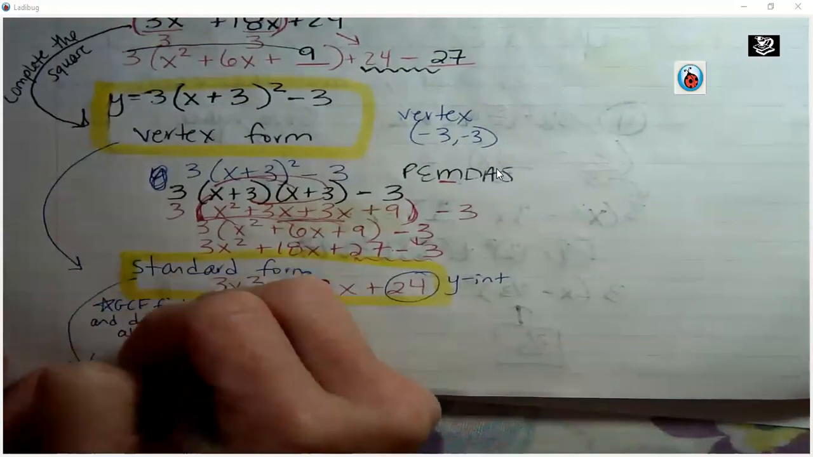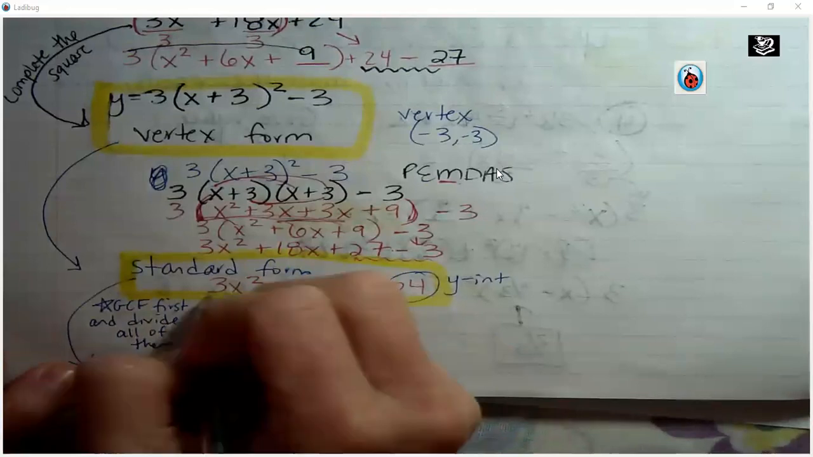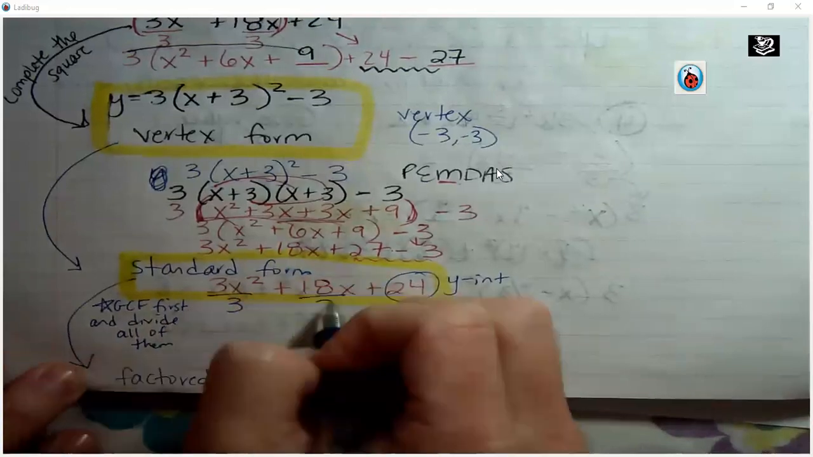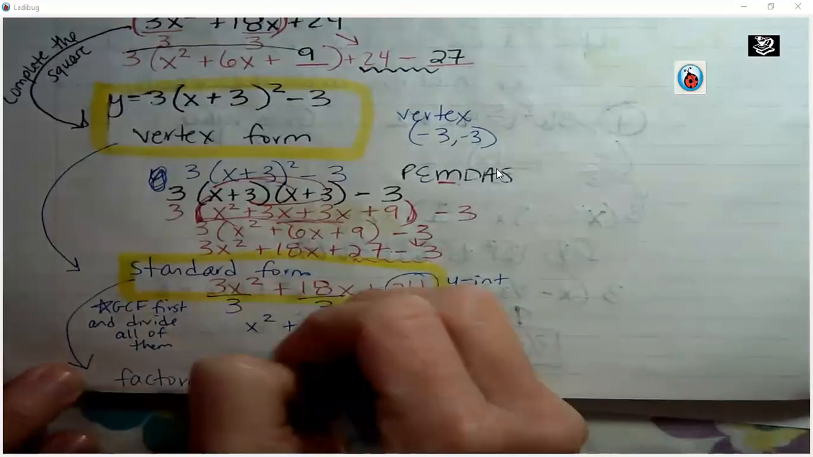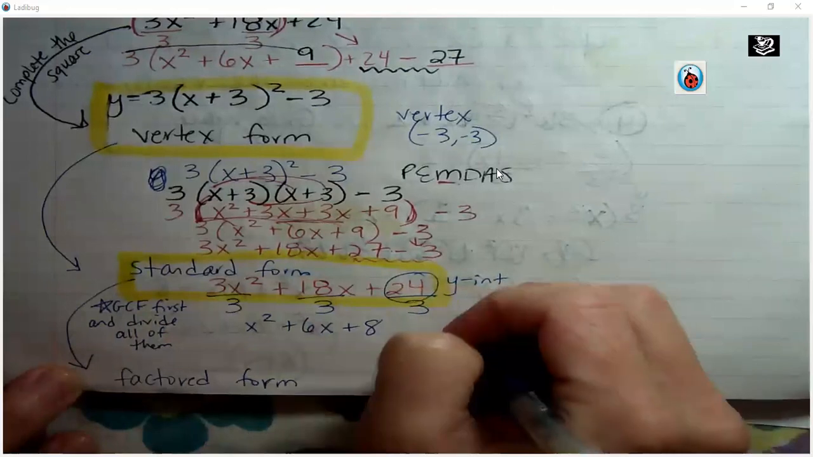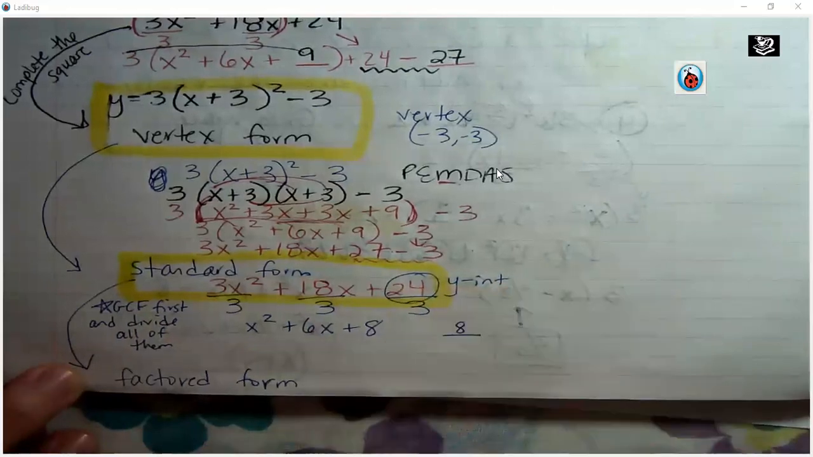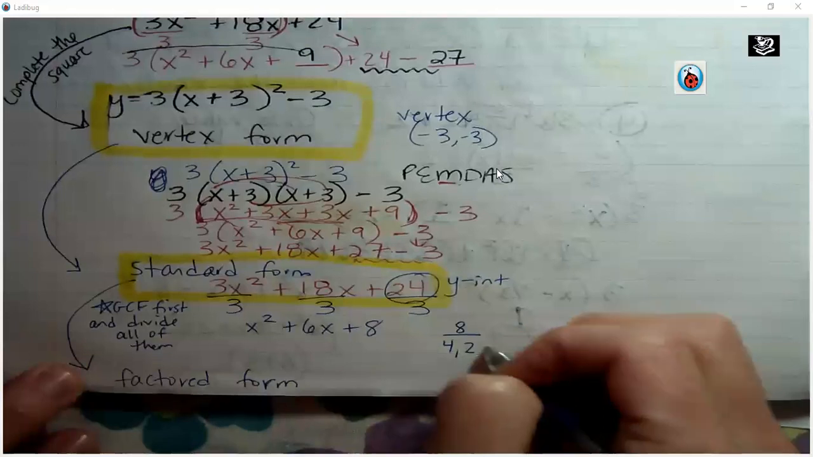Okay, so this is different than completing the square. This is factoring. Okay, when you factor, you do the GCF first and you divide all of them. So I divide all of them by 3. So that gives me x squared plus 6x plus 8. And then I do the combinations that multiply to give me 8. What multiplies to give me 8? 4 multiplied by 2. Good. And then when you add that, it gives you 6.